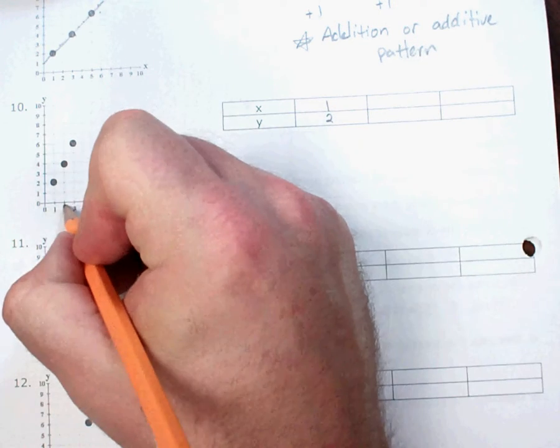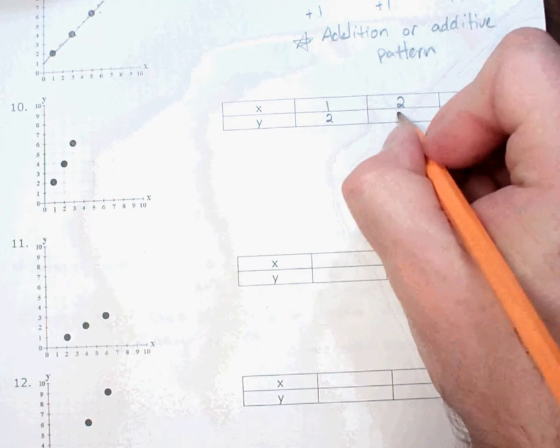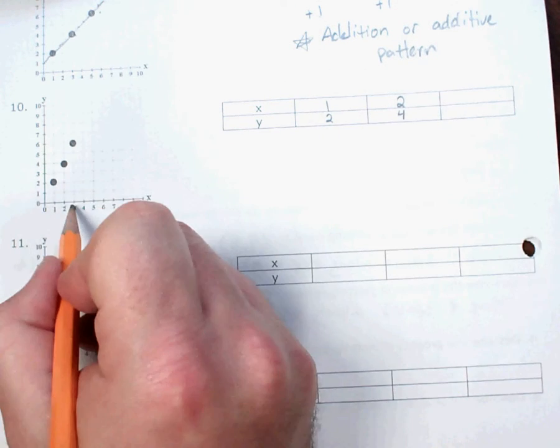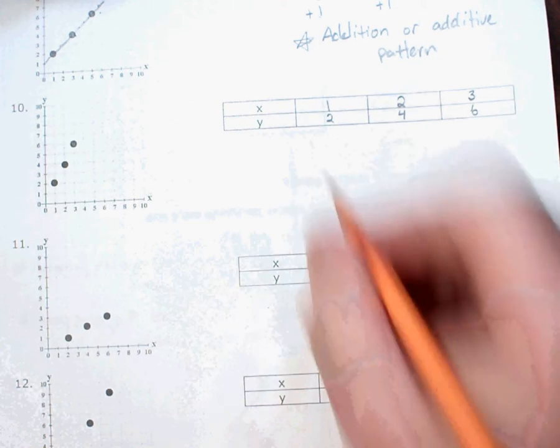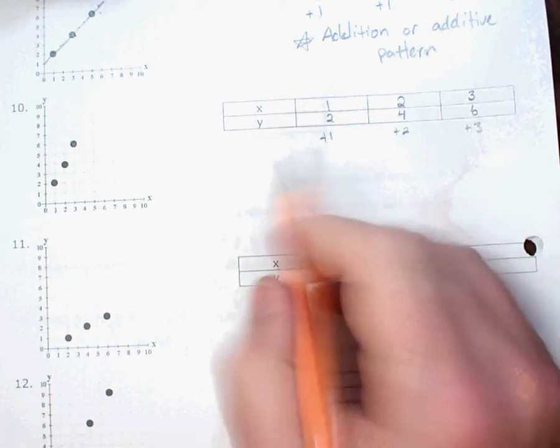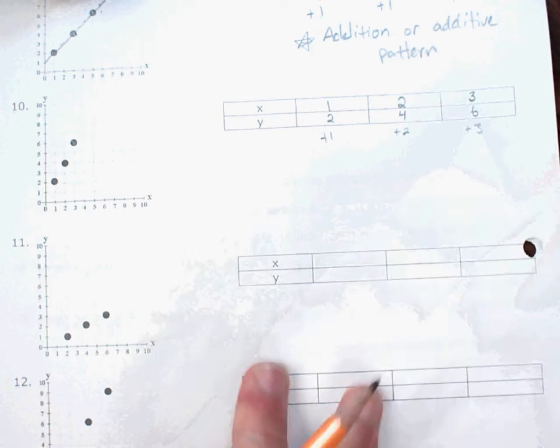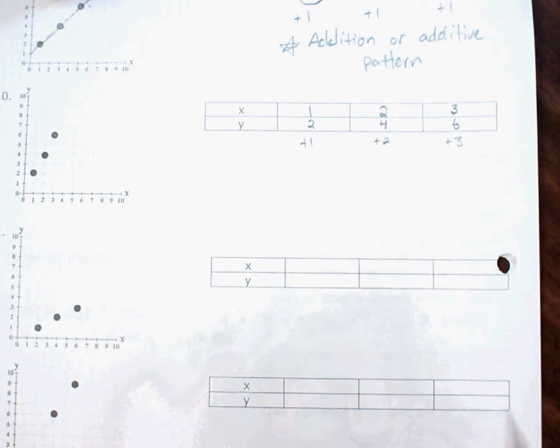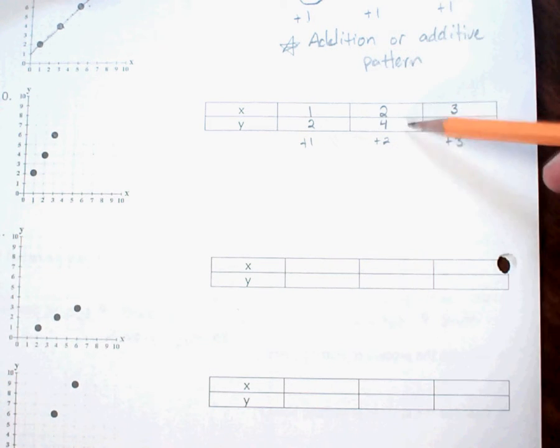Next point, x is 2, y is 4. Final point, x is 3, and y is 6. Now on this one, it's going up by 1 here, by 2 here, by 3 here. So it's not an addition pattern, it's not an additive pattern, but you can kind of see 1 to 2, 2 to 4, 3 to 6.